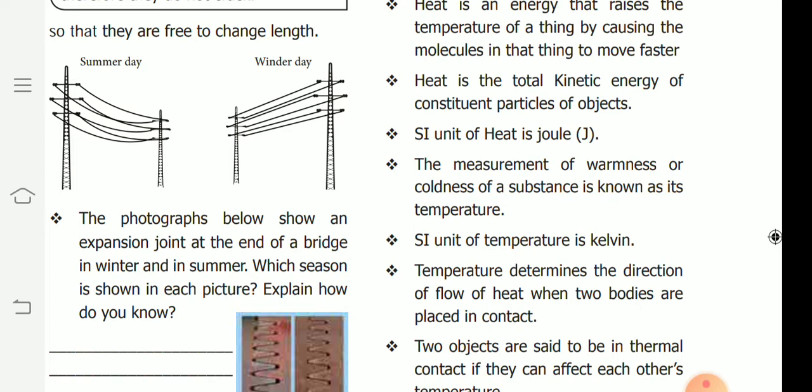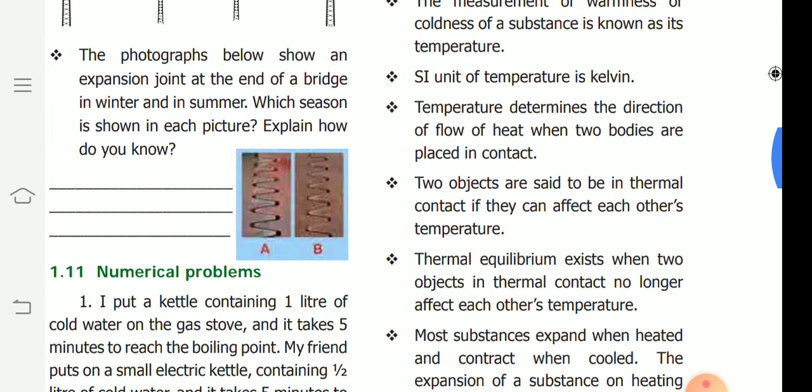The photograph below shows the expansion joint at the edge of the bridge. See the photograph, summer day and winter day.